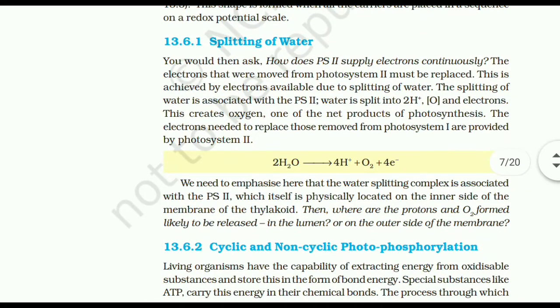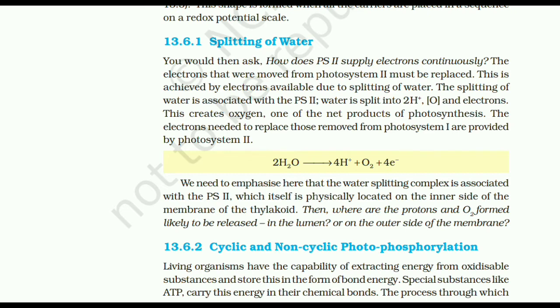13.6.1 Splitting of water. You would then ask, how does PS2 supply electrons continuously? The electrons that are moved from the photosystem 2 must be replaced. This is achieved by the electrons available due to splitting of water. The splitting of water is associated with PS2. Water is split into 2H+, nascent oxygen and electrons. This creates oxygen, one of the net products of photosynthesis.